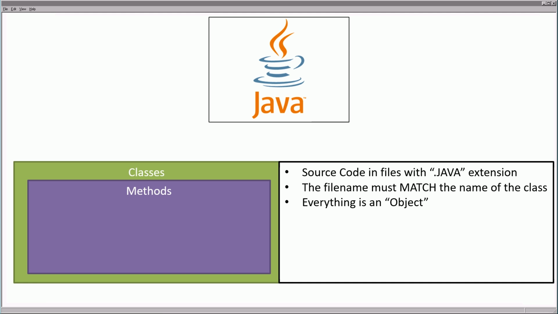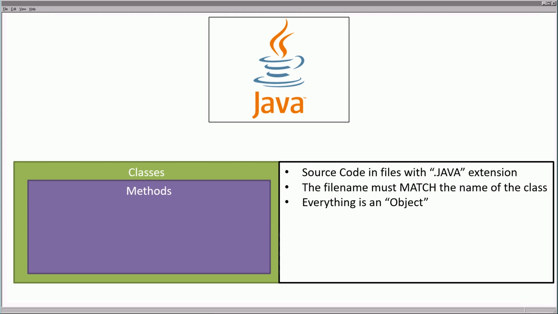Looking at this more specifically, classes are the source code. They are the .java files. One important element that is true about Java but may not be true with other languages is the file name of the class must match the name of the class in the file. We'll talk about that in detail later on. And the classes themselves hold these things called methods. And once again, methods are where we're going to be writing most of our functional code.